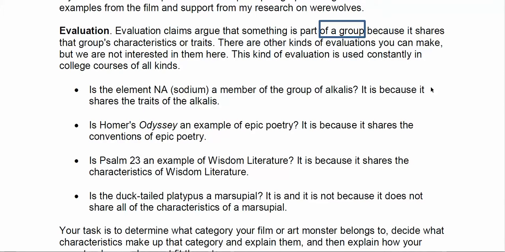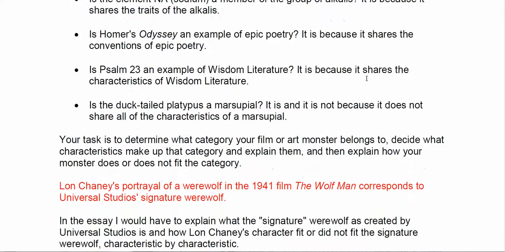Is Psalm 23 in a religion course an example of the group called wisdom literature? Yes, it is, because it shares the characteristics of wisdom literature. Is the duck-billed platypus a marsupial? It is, and it's not, right? You're not always going to hit all of the characteristics in a group. Some characteristics you may hit, some you may not. Maybe you don't hit any of them. Maybe that's your argument, that it's not part of this group because it doesn't fit all of the characteristics. All right, so those are some examples.